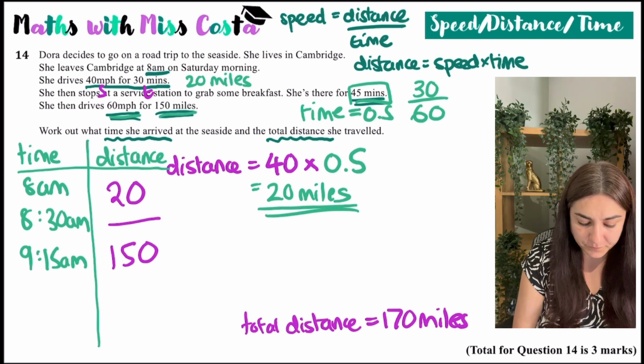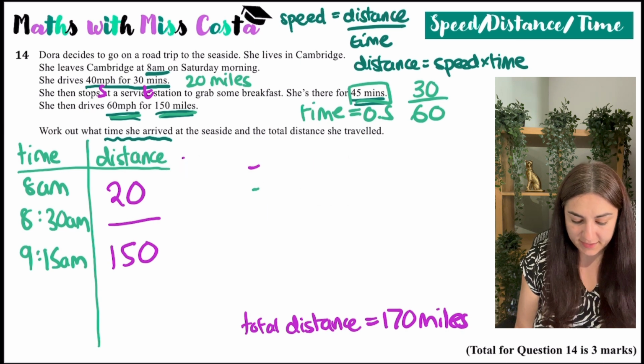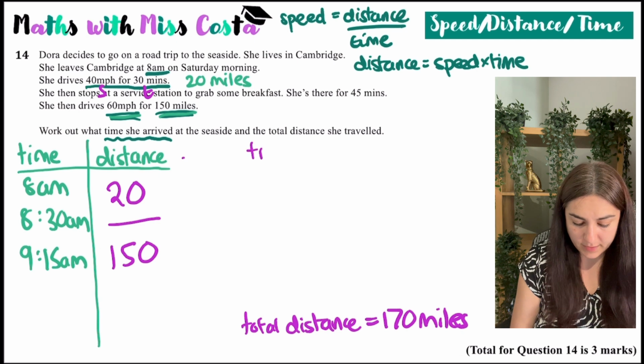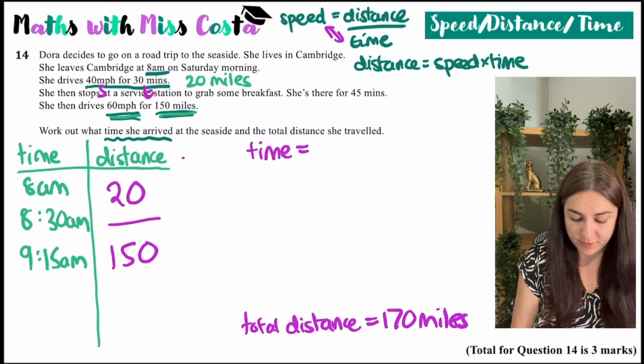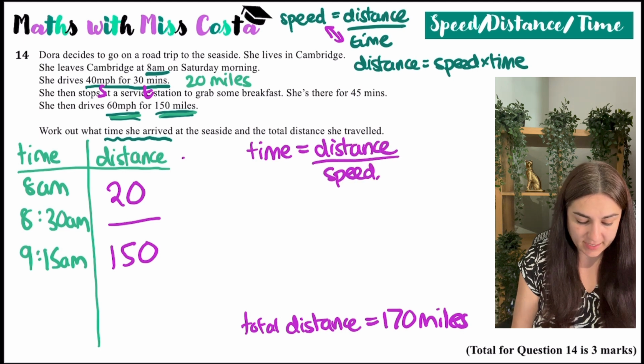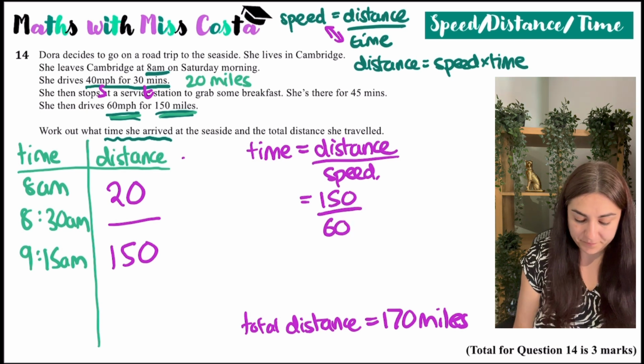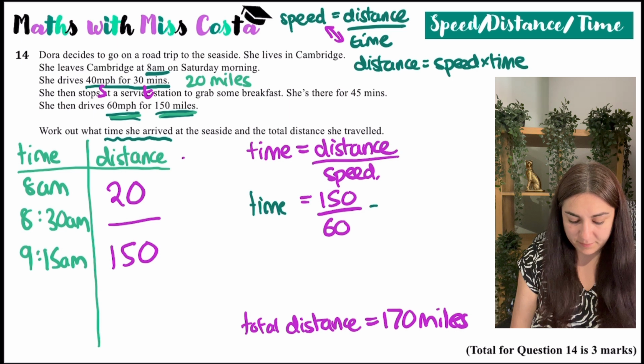And then I just need to work out the total time, which I can work out by using this. So how do I work out time? Let's just get rid of some of this. Time, if I rearrange the formula, switch these two around, time is distance divided by speed. So I have been given the distance, which is 150, and the speed, which is 60. So let's simplify that. Divide by 10 would be 15 over 6.